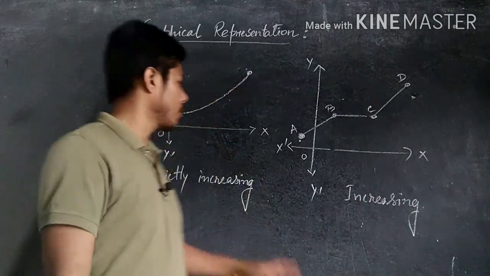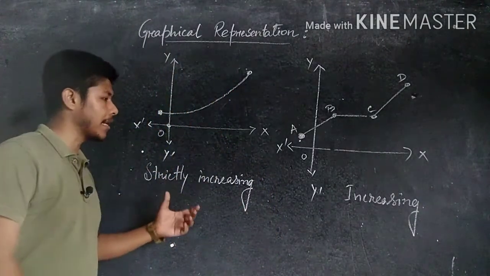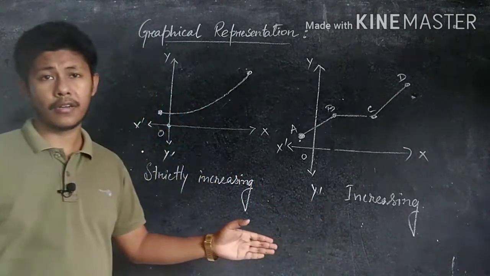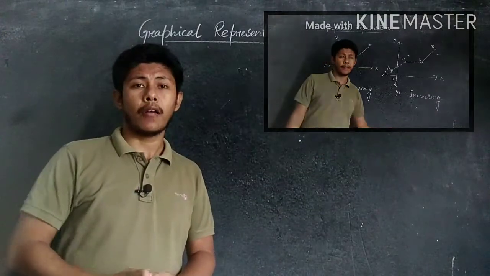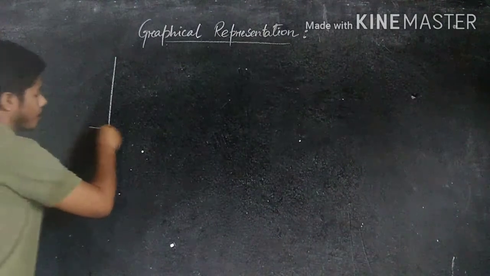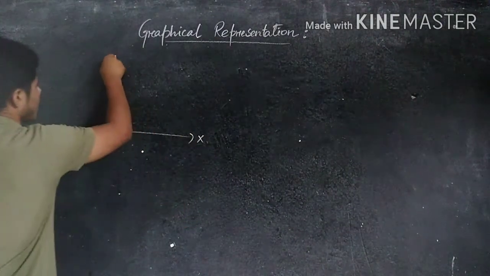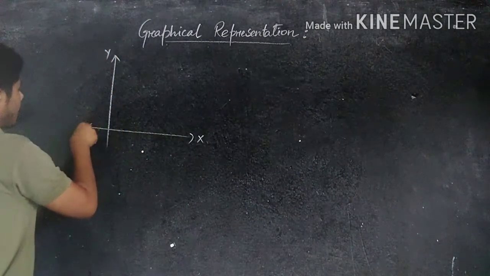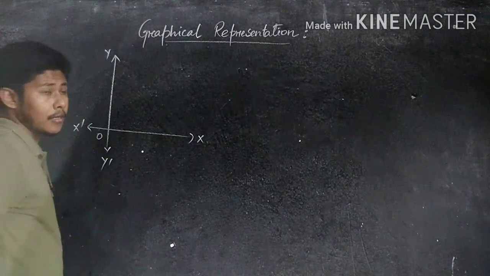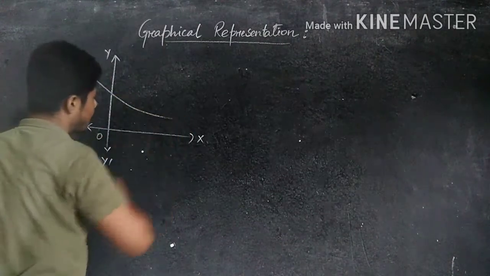Is it clear? So later on we discuss this too, mainly here strictly increasing and increasing. I think all of you understood this one now. Okay, now the next one is, you see here, suppose again we consider a graph here. Suppose the graph is this one: x, here it is y, and this one is x dash and this one is y dash, origin. So in this case suppose the graph we get like this.